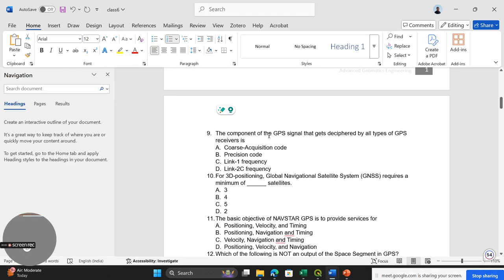The next thing is the component of GPS signal that gets received by all types of GPS receivers. So here the answer is CA code, which is very general in nature and it can be found with any signal, L1 or L2 or L5.